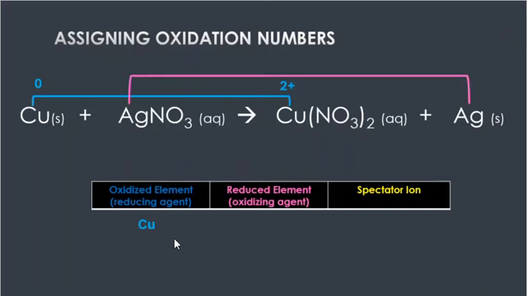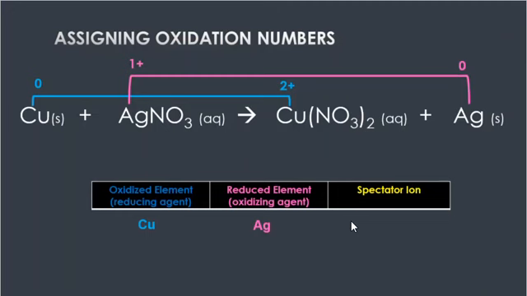Next, let's look at silver. So the silver ion present here in this formula has an oxidation state of +1. On the product side, it is present in its elemental state, so its oxidation number here is 0. Notice that the oxidation number has decreased in value, or has been reduced, due to a gain of electrons. So for that reason, silver can be classified as the reduced element.